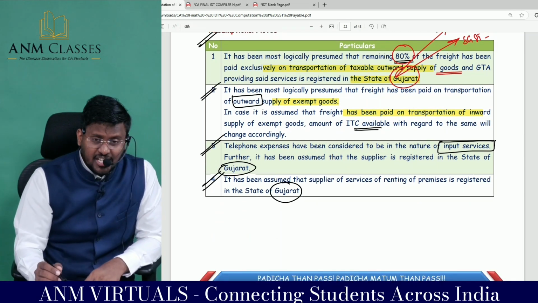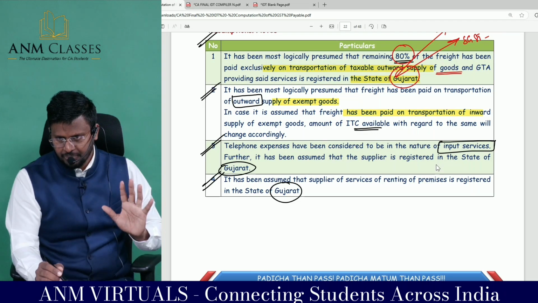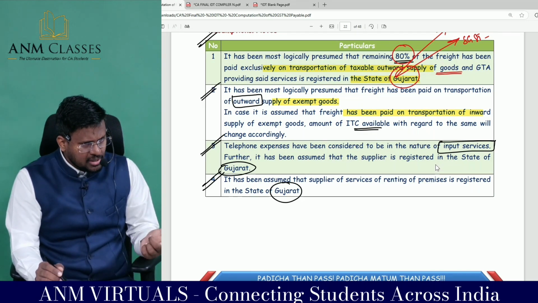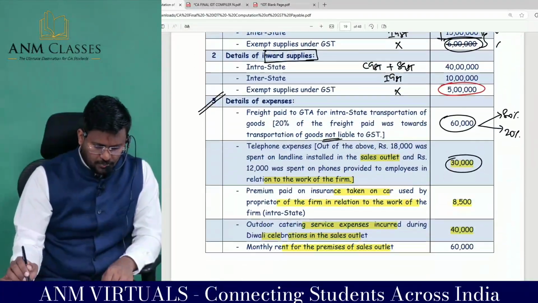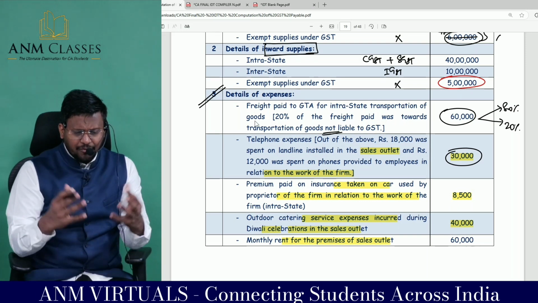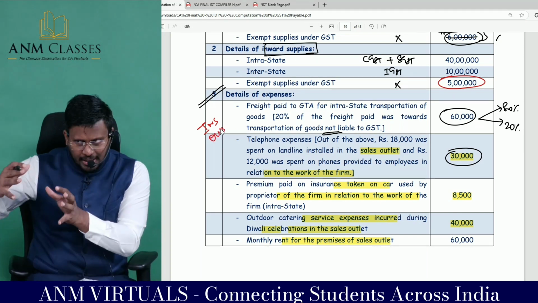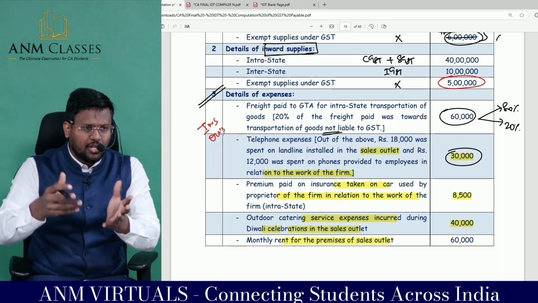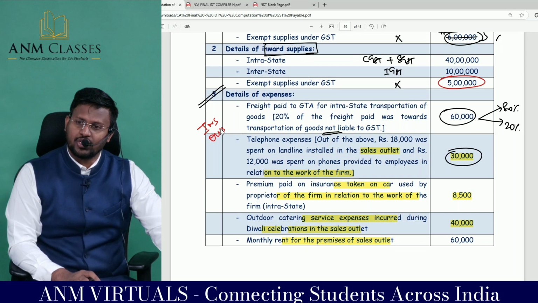Electronic credit ledger. It has been most logically presumed that freight has been paid on transportation of outward supply of what goods? Exempted goods. So we have paid the freight, right? Freight, what is the freight amount paid? 60,000. Freight paid to GTA for intrastate transportation of goods. They have not mentioned whether we have paid the freight for inward supply or outward supply. Whether to bring the goods to our place we have paid the freight, or whether to sell the goods to the customer place, they have not mentioned.